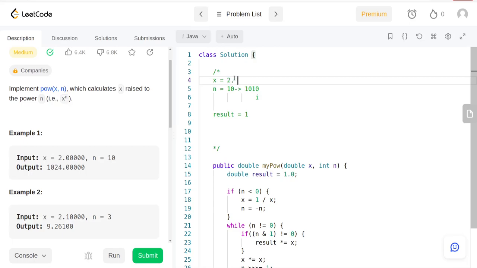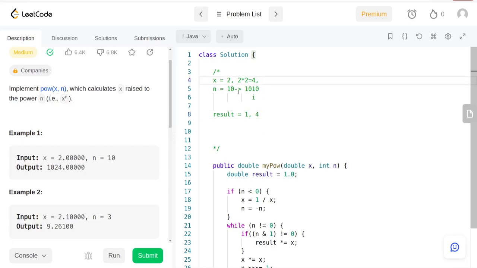So it's going to become 4. Let me just write 2 multiplied by 2, which is equal to 4. If the digit is equal to 0, nothing is going to happen to the result. But if the binary value at that digit is 1, we're going to multiply x with the result. So we're going to move our i here. Whatever the value of x is, which is 4, if the digit is equal to 1, this is going to be multiplied by the result, so our result is going to become 4.